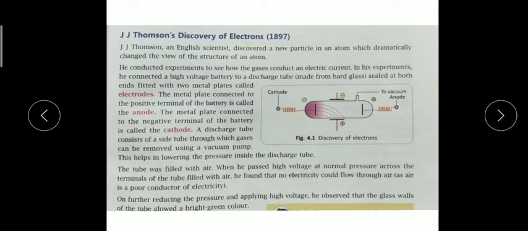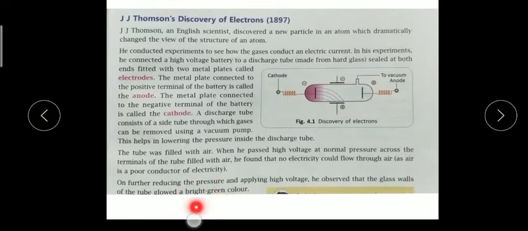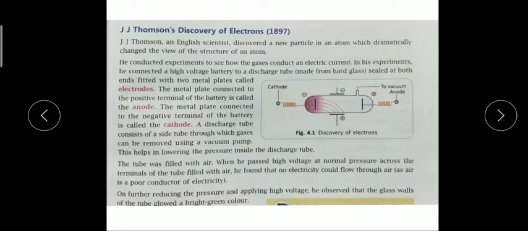First, at normal pressure and high voltage, he observed there was no passing of electricity; no electricity passed through the air, as it is written, air is a poor conductor of electricity. But further, he reduced the pressure up to 0.01 mm of mercury, and when he applied high voltage, he observed that the glass walls glowed a bright green light. This is not shown in your book, so here I am showing you in this diagram.